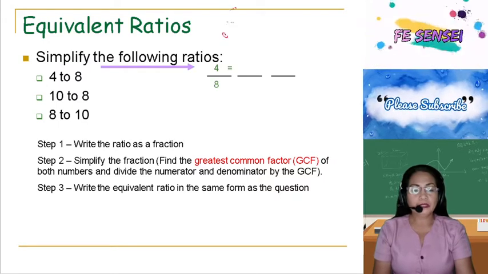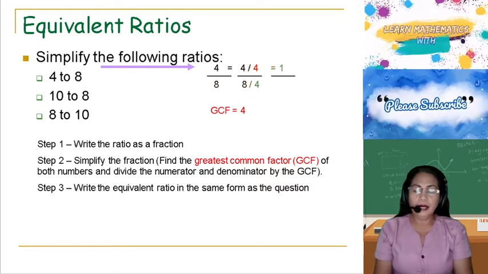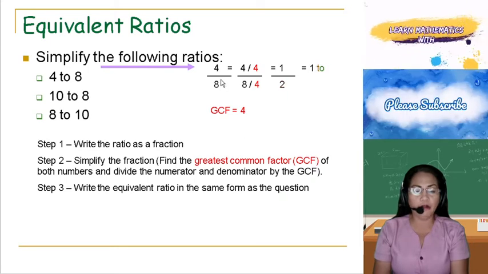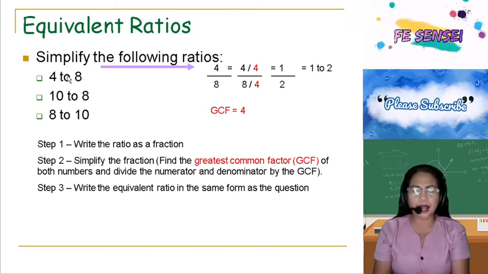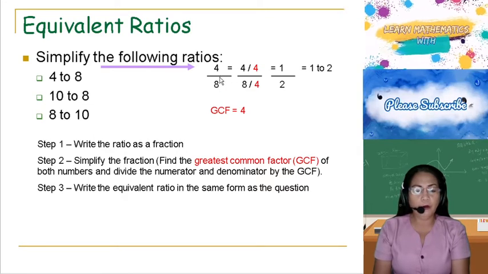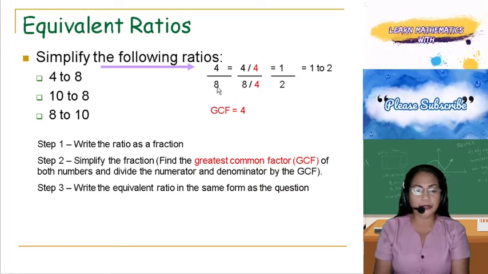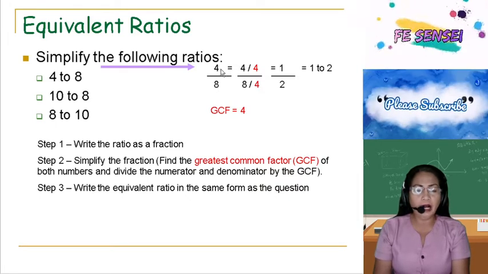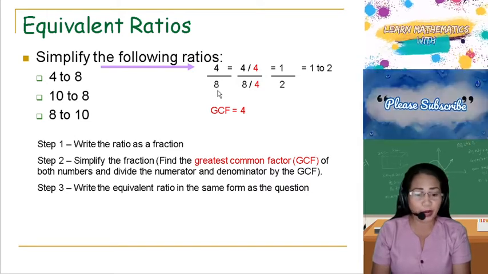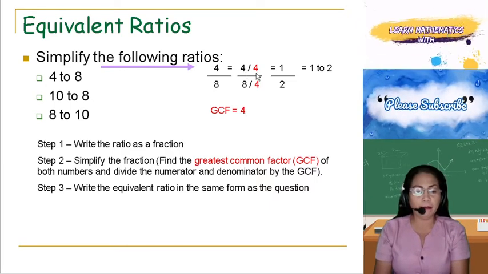Okay, so for example number 1, that's 4 over 8. So you have to write this in fraction. 4 over 8. So 4 and 8, the GCF of 4 and 8 is 4. The GCF is 4. So divide the numerator 4 by 4.